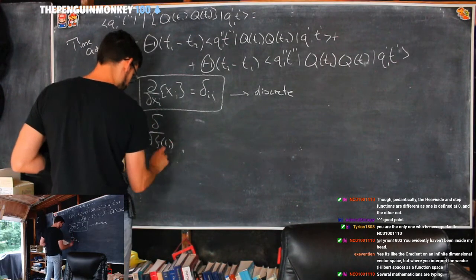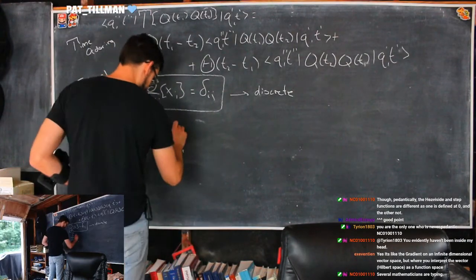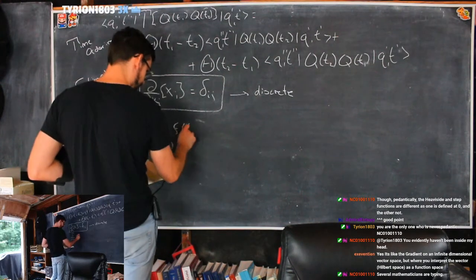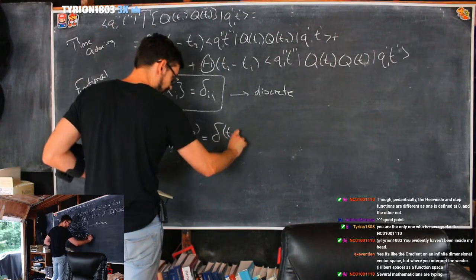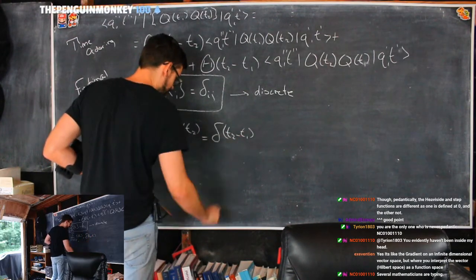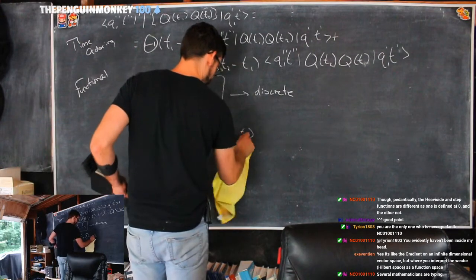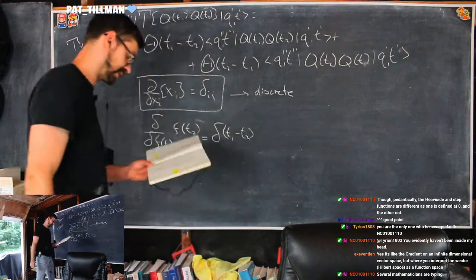So if we're taking the derivative with respect to the function of t1, and we do a function of t2, then it's just going to be equal to the Dirac delta function of t1 minus t2, or t2 minus t1, excuse me. And, oh no, it is t1 minus t2. And this is your standard Dirac delta that we've talked about several times before.